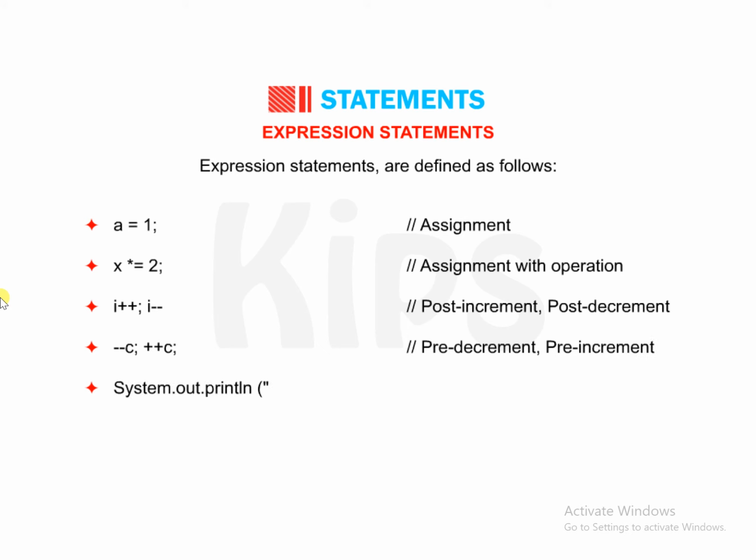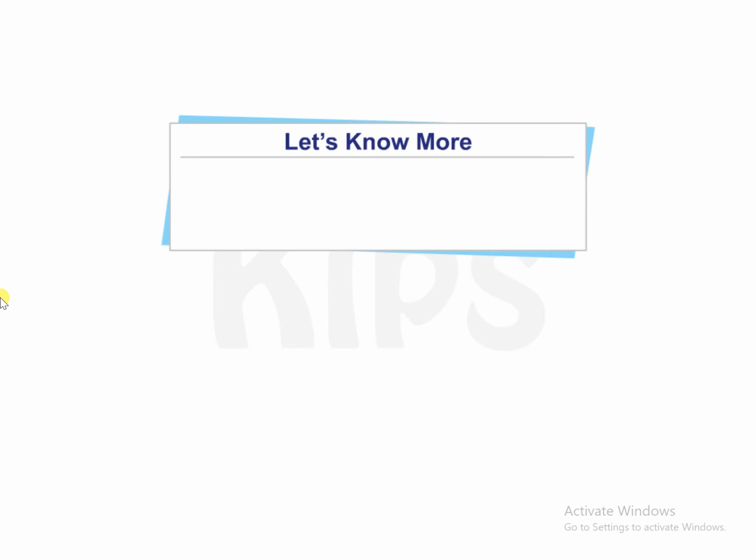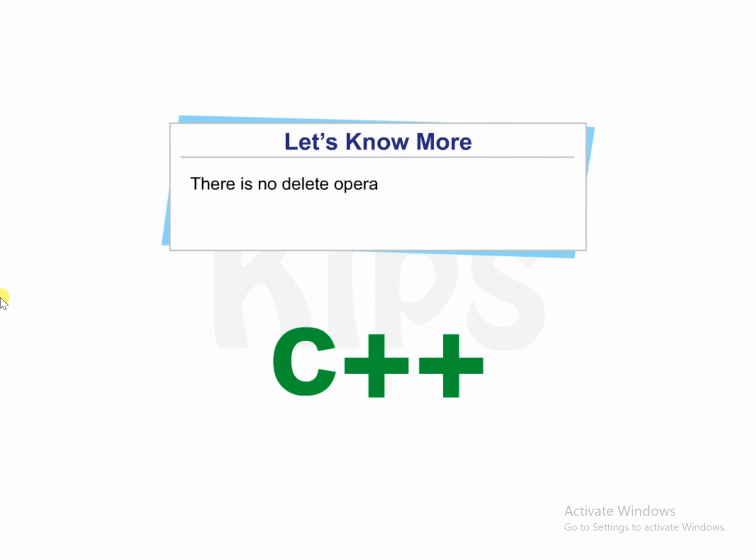System.out.println("statement"); Method invocation. Fruit apple = new Fruit(); Object creation. Students, let us know more. There is no delete operator for releasing memory in Java like C++ due to the automatic garbage collection process.